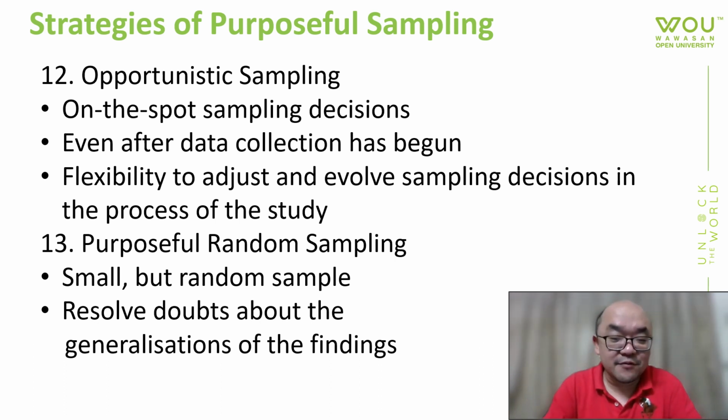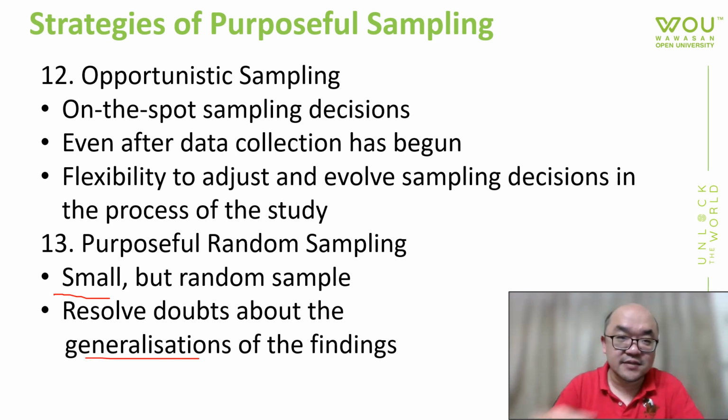Next you have purposeful random sampling. This is where you still collect a random sample, but it is really small. This is to test or resolve the issue of generalization. The idea is that random sampling is the type of sampling method that has the highest external validity. Given that it is random, it should apply to the larger population. But in contrast to quantitative research, you still recruit a really small sample here rather than a large one.